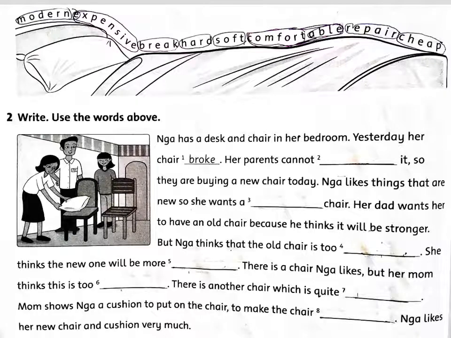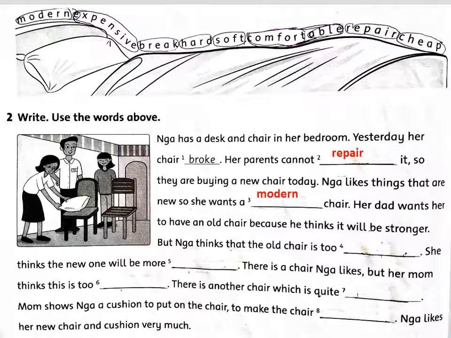In this part, we use the words below to fill in the blanks in the story. Now let's do this exercise together. Nga has a desk and chair in her bedroom. Yesterday, her chair broke. Her parents cannot it. The same meaning as fix, repair. Good. So they are buying a new chair today. Nga likes things that are new. So she wants how is the chair? Modern. Good.